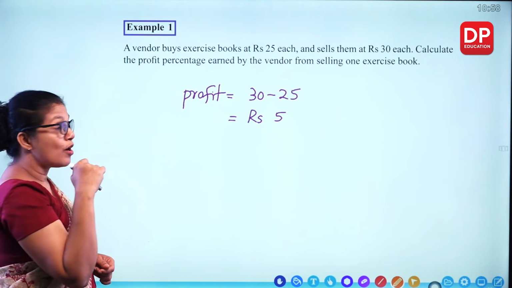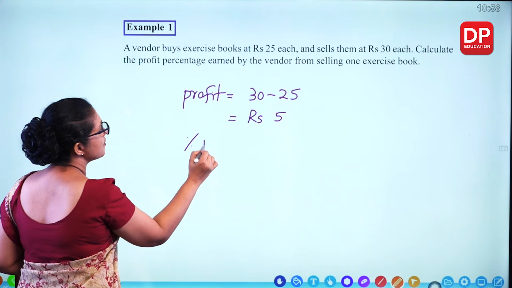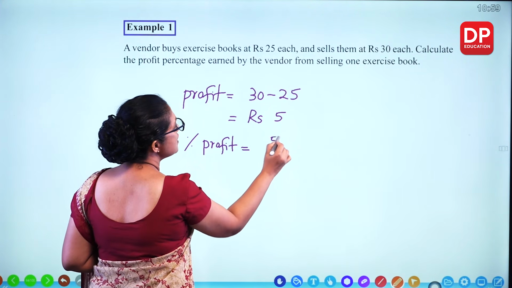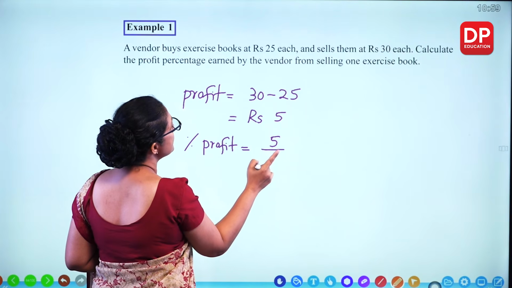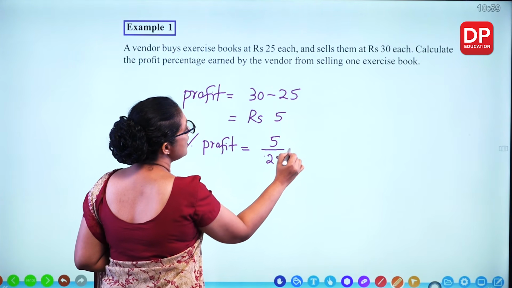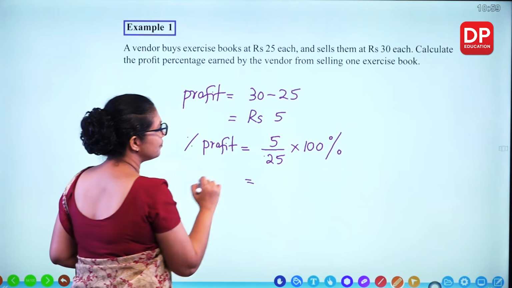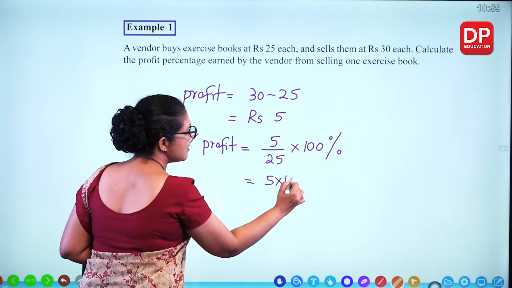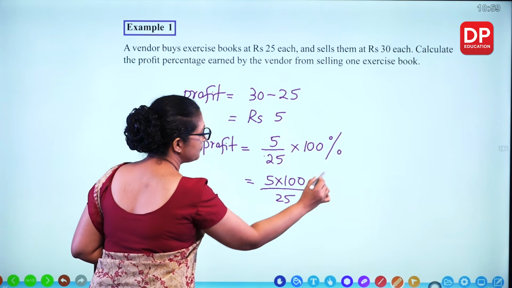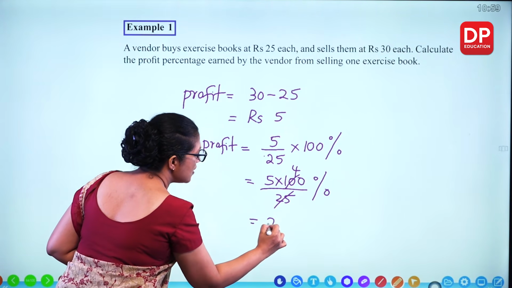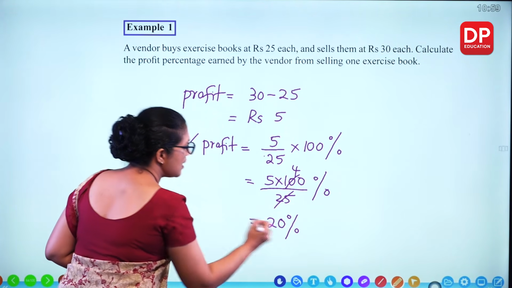So we want percentage profit. How do we find out the percentage profit? Profit divided by the buying price, that's 25, into 100. So 5 into 100 divided by 25. This is 4. 4 times 5, you get 20%.